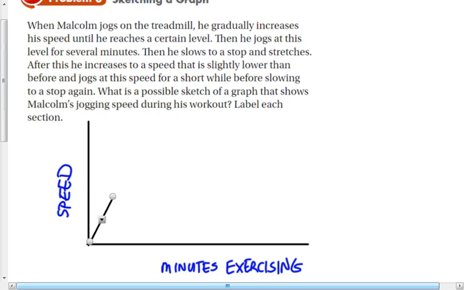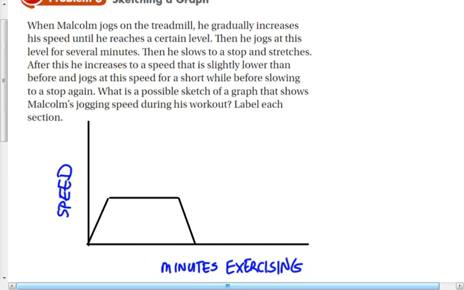Okay, and then he jogs at this level for several minutes. So in relation to that, I think I'll have him jog at that level for several minutes. So he stays at the same speed for a while. Then he slows to a stop and stretches. So that means he's slowing down and stops. He stretches, so that means he's not jogging at all. There's no speed for a while.